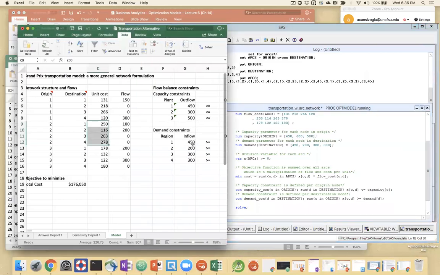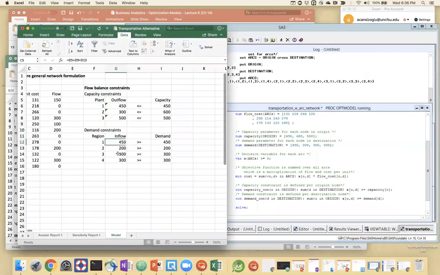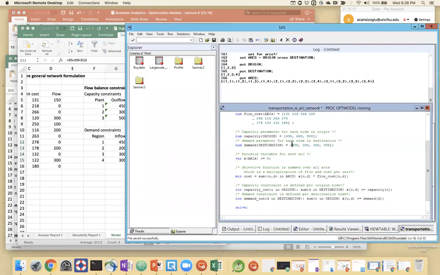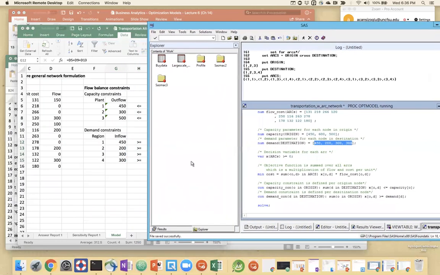And you can actually see the pair here. These are the demand constraints defined here, and these are the demand parameters, same as here. Let me put them side by side. Okay, so this is the parameter part.